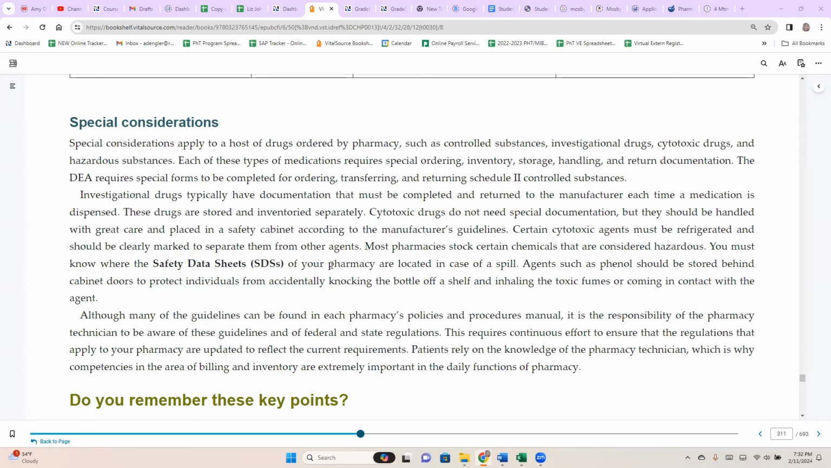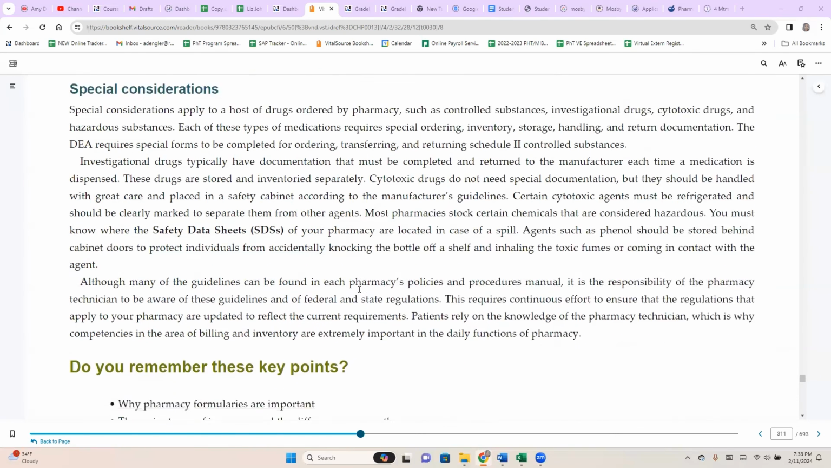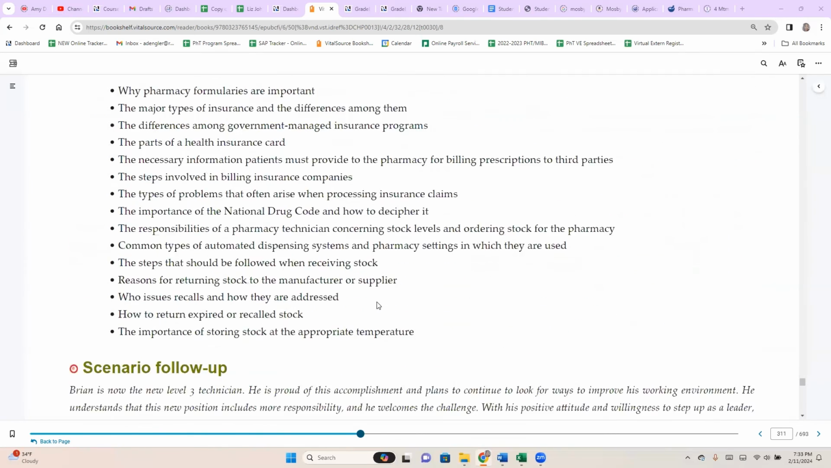Although many of the guidelines can be found in each pharmacy's policies and procedures manual, it is the responsibility of the pharmacy technician to be aware of these guidelines and of federal and state regulations. This requires continuous effort to ensure that the regulations that apply to your pharmacy are updated to reflect the current requirements. Patients rely on the knowledge of the pharmacy technician, which is why competencies in the area of billing and inventory are extremely important in the daily functions of the pharmacy. All right. Do you remember these key points?